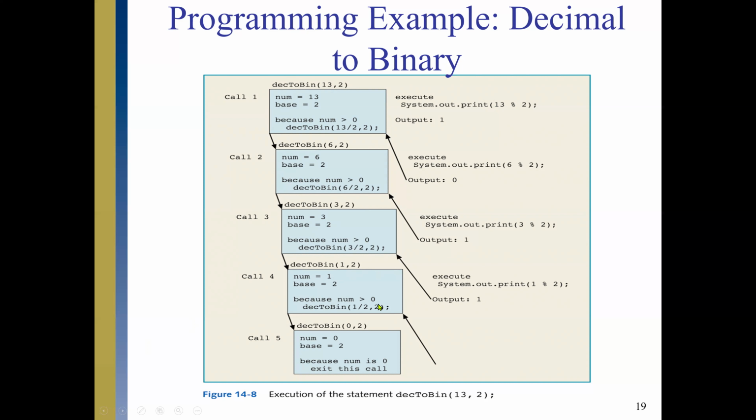Is 1 greater than 0? Yes. So let's divide 1 by 2. The answer will be 0. The remainder also is 1. Now, is 0 greater than 0? No. So we stop there. Then we return the answers. So the decimal number 13 converted to binary, we get 1, 1, 0, and 1.